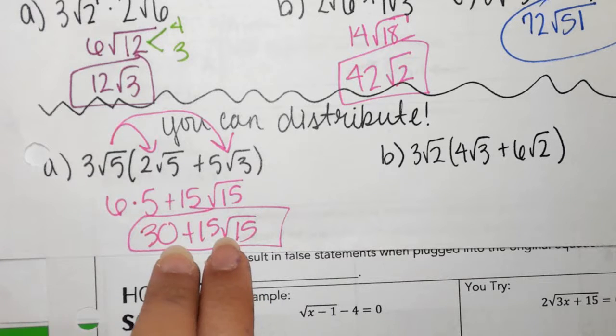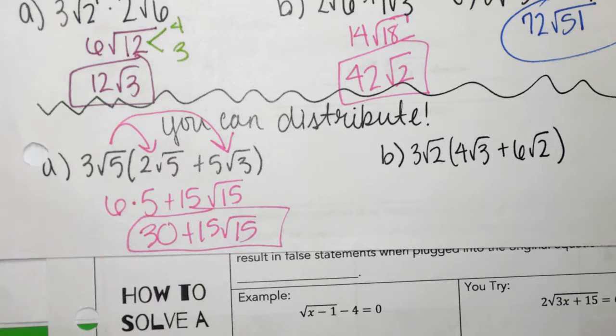Why can you not combine these two? It doesn't have a root. It doesn't have a radical. Let's do the next one. Can you try it without me, or do you want to do it together? Together? Let's do it together just to be safe.